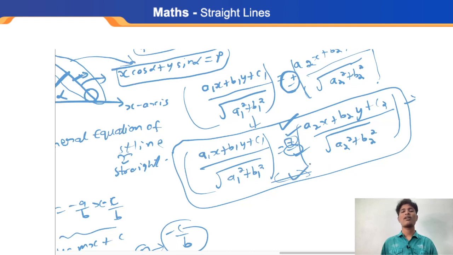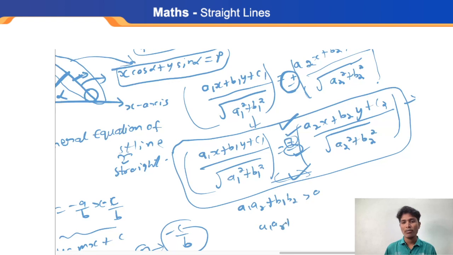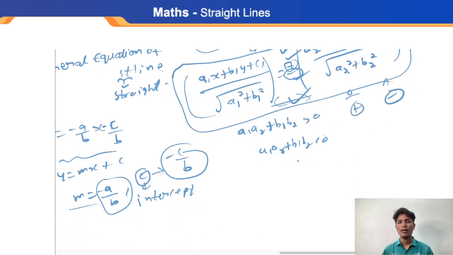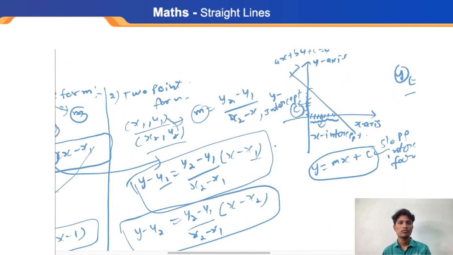We calculate the obtuse and acute angle bisector. They will mention find the obtuse angle bisector and acute angle bisector. In those cases, you have to first evaluate a1 a2 plus b1 b2. If it is greater than 0, obtuse is taken as plus and acute as negative. If it is less than 0, this case is negative and this case is positive. Like this you can remember.